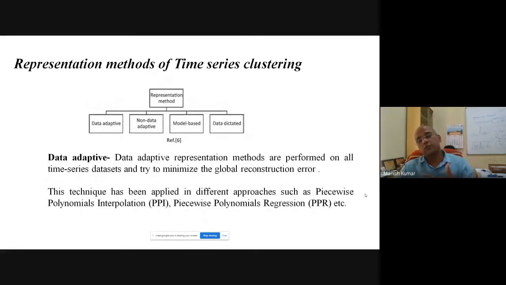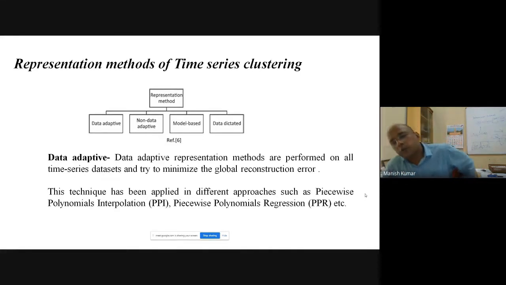Because there are some points which might be detected as noise and could be referred to as noise in this case. Obviously, then how to represent? What are the representation methods of time series clustering? So we have data adaptive, then non-data adaptive, then we have model based, and then data dictated.